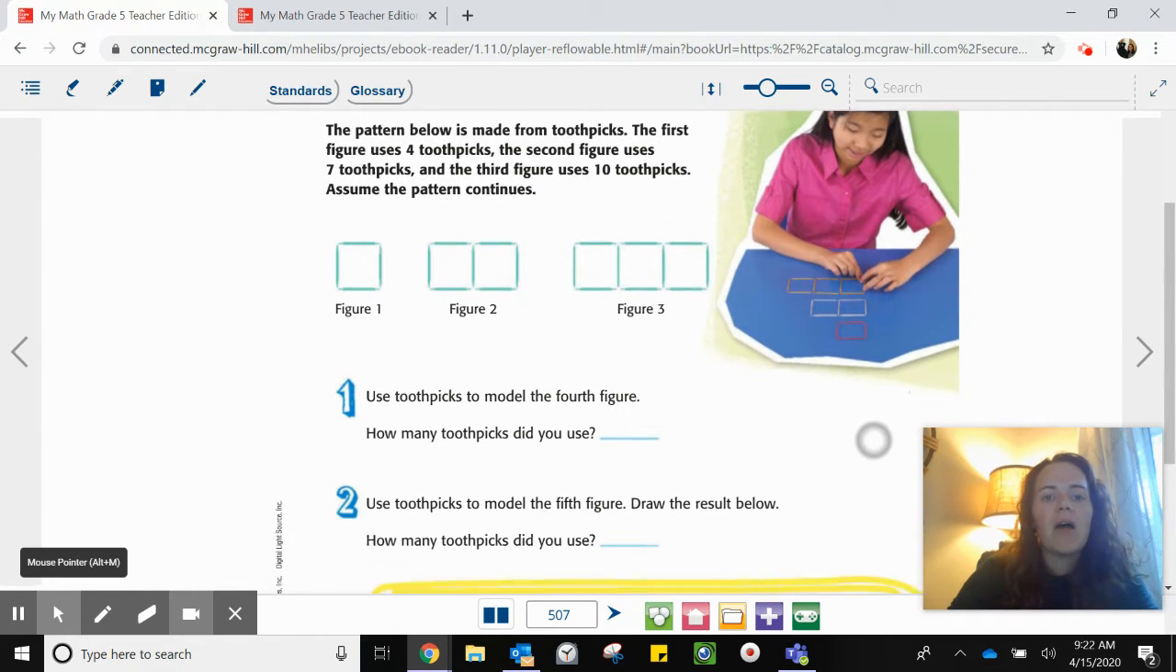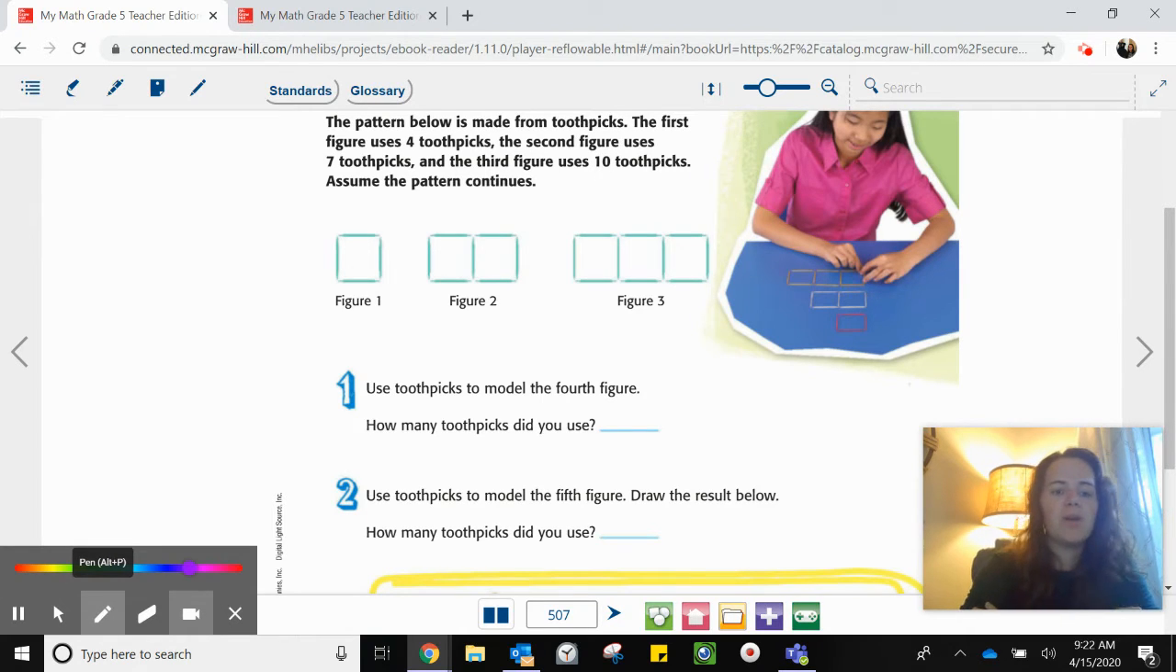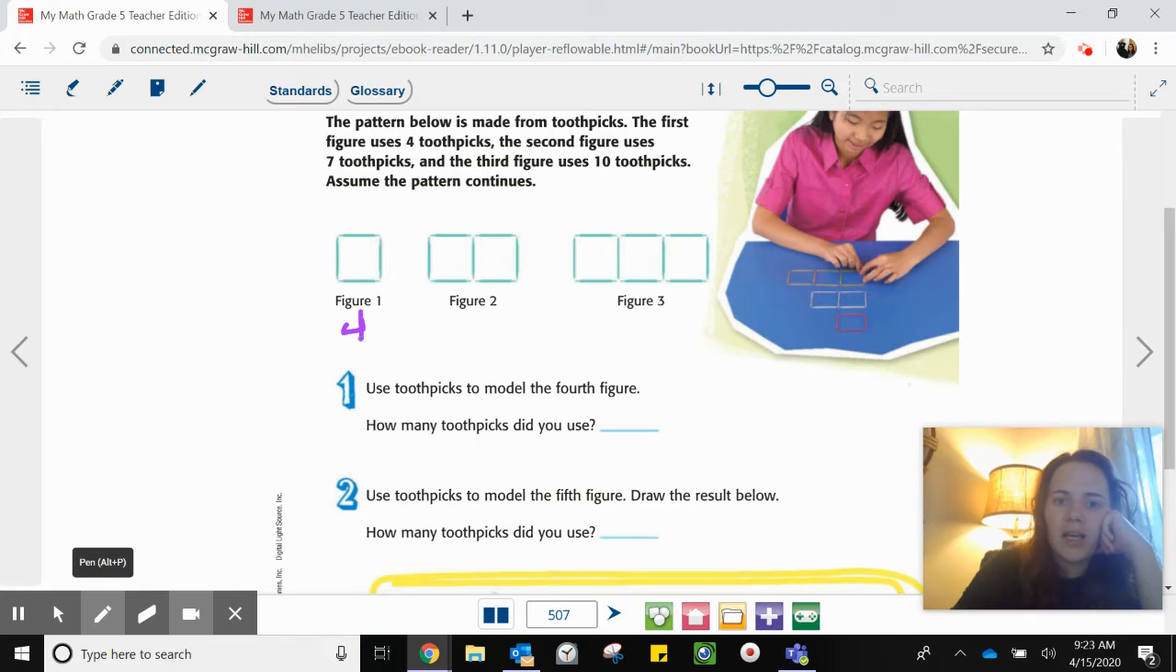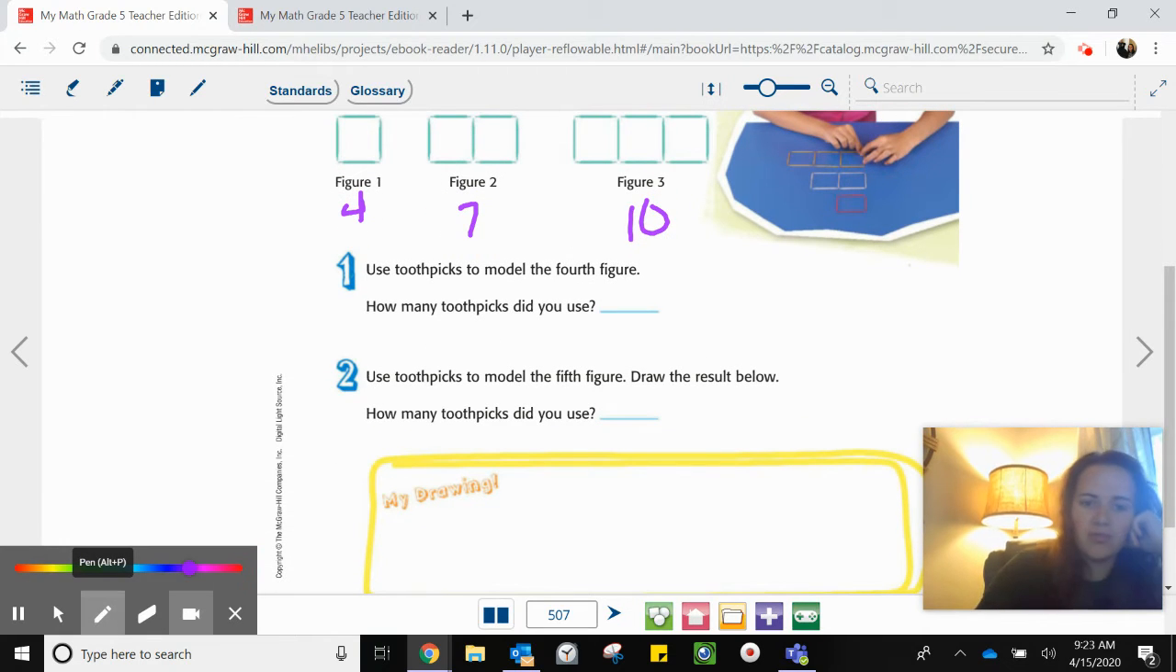Okay. So this first pattern is made from toothpicks. If you have toothpicks at home and you want to go ahead and get those out, feel free to. If not, then you can just rely on drawing them. So the first figure has 4 toothpicks. In figure 1, there's 4. The second figure uses 7 toothpicks, and the third figure uses 10. Okay, let's assume the pattern continues. So if we were going to use toothpicks to model the fourth figure, you can either do that with toothpicks or you can just do it in a drawing.